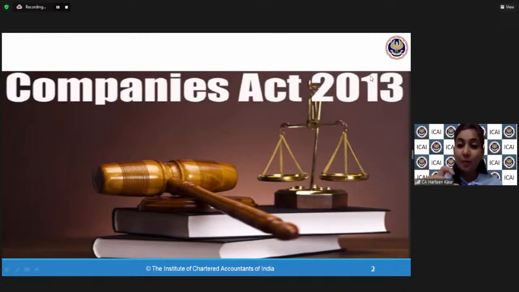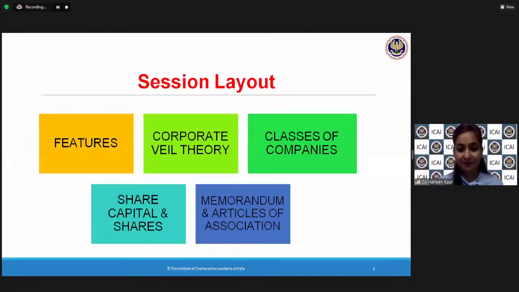If you'll see Common Seal, 2015 amendment is already there. So I'll make you read each and every paragraph from the study material also. But in this slide, please remember, we have to follow Companies Act 2013, not 56. So this is the session layout. This is how your 3 sections will be held out.